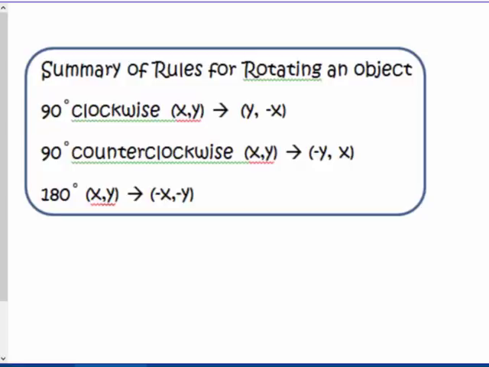I can't memorize these rules. I don't expect you to. I can just figure it out by literally rotating my paper and finding where the image of the object goes. So let's try another example.